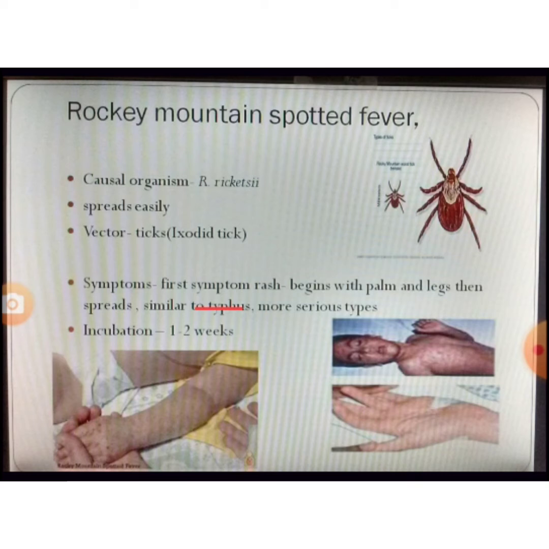In the other things you saw, typhus fever, fever was the first symptom, and rashes generally appear 7 to 10 days after those symptoms. But here the first symptom is the rash. The rash begins on the palms and the legs, and afterwards the other symptoms like in typhus: fever, myalgia, etc. Again here the incubation period is 1 to 2 weeks. You can see the symptoms on the hand.